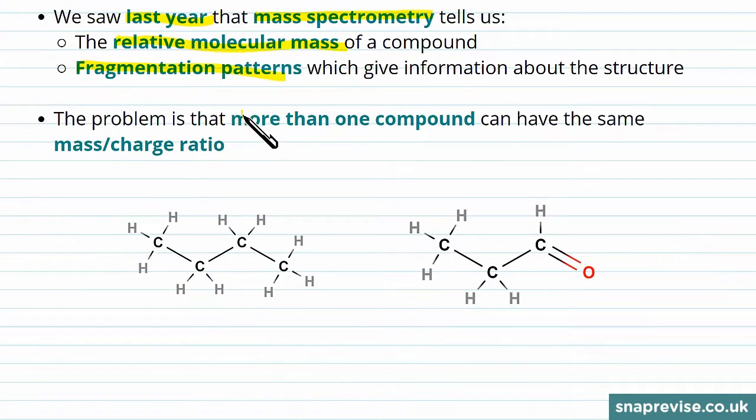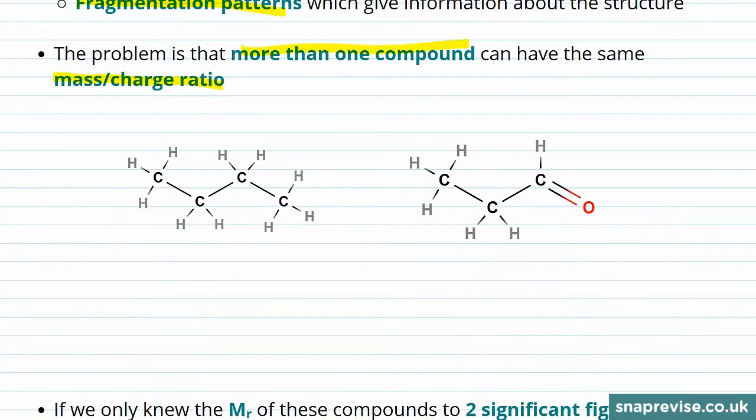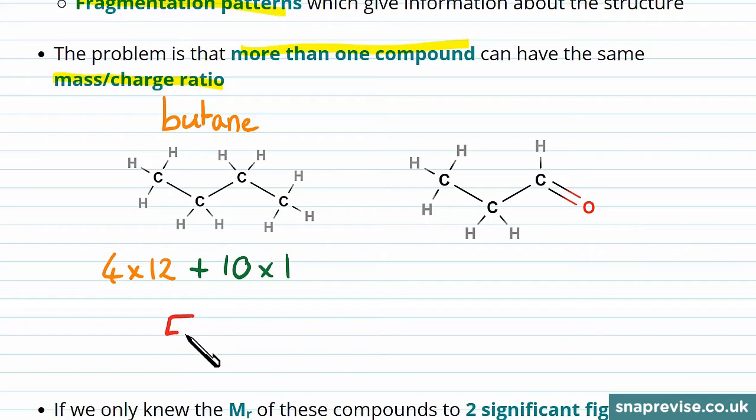The problem is that more than one compound can have the same mass-to-charge ratio. In this example, we have butane, and this has 4 carbons, each of which has a mass per mole of 12 grams, and then it has 10 hydrogens, each of which has an atomic mass of 1 gram per mole. So if we add this up, 4 lots of 12 is 48, and then we add the 10 from the hydrogen. This gives us a total molar mass of 58 grams per mole.